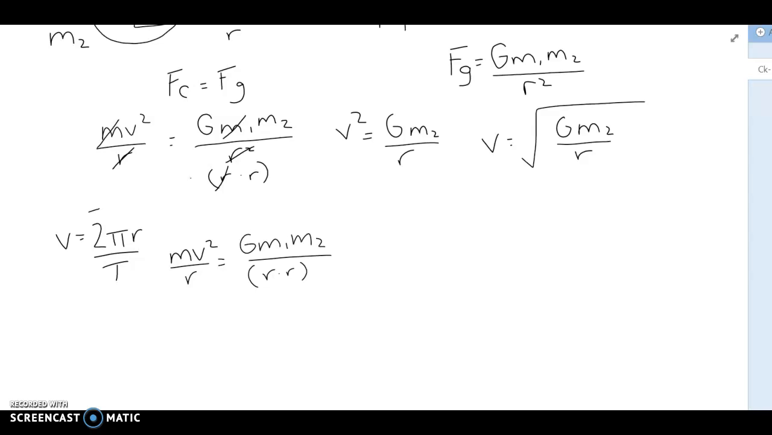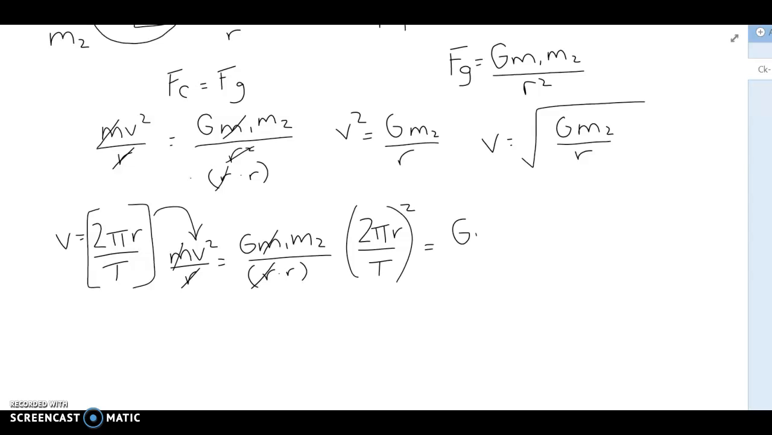This whole section here, we are dropping in place of that v. So then we get a mess. But it's okay, because we're going to take some of these out. So we're going to take these m's out. We're going to take an r out. So then we are going to be left with 2 pi r over T, which means the same as v, squared, equals G m2 over r.